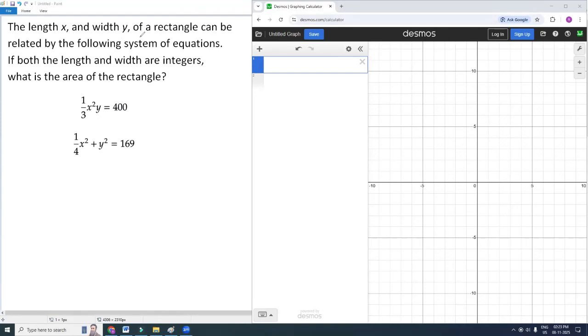The length x and the width y of a rectangle can be related by the following system of equations. If both the length and width are integers, what is the area of the rectangle? Okay, the question says x gives the length of the rectangle and y gives the width of the rectangle.